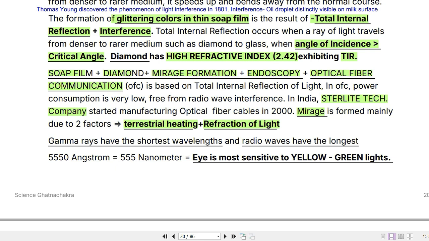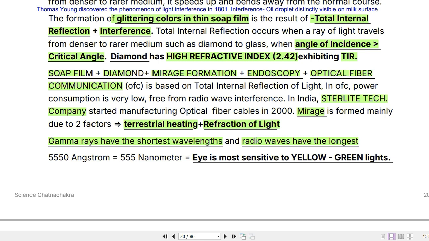Then gamma rays have the shortest wavelengths, and radio waves have the longest. Okay, so radio waves have the longest wavelength, and gamma rays have the shortest wavelength. Now the ones which have short wavelength, I think they are more harmful.